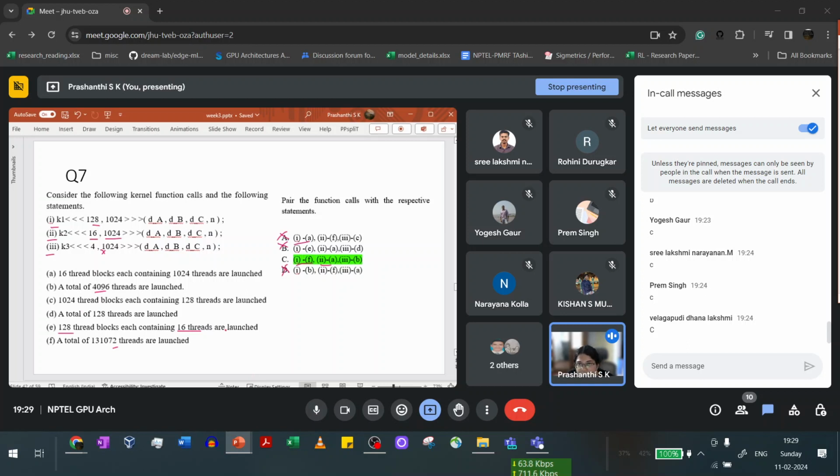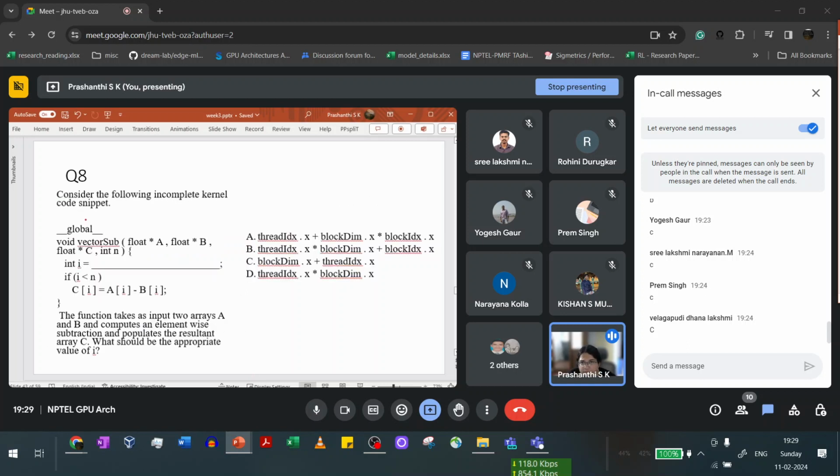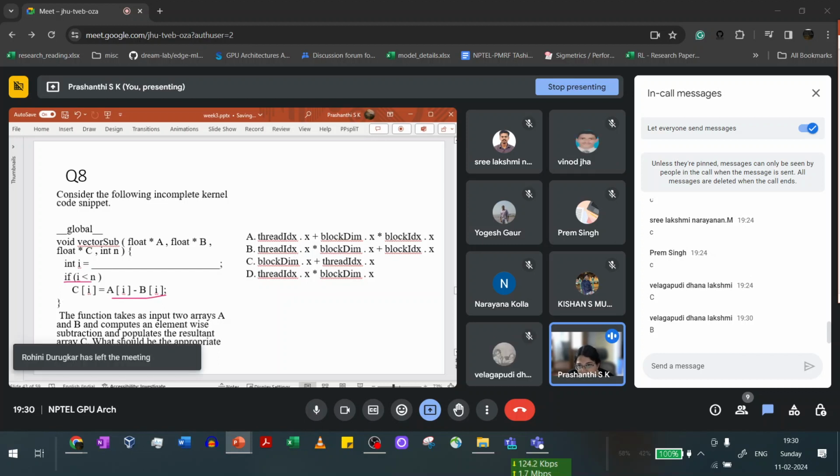Okay, if there are no questions, consider the following incomplete kernel code snippet. The function says vector sub and i equals dash. This is basically how you tell it what that thread needs to work on. The computation reads if i less than n, c[i] equals a[i] minus b[i]. The description says the function takes as input two arrays a and b, computes an element-wise subtraction, and populates the resultant c. What should be the value of i?